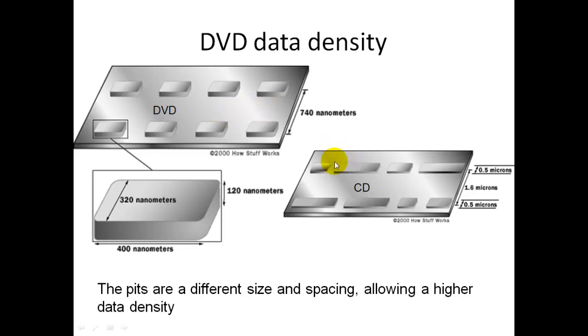We have a difference between CD and DVD. In a DVD, the distance between the tracks is 740 nanometers. In a CD, it's 1.6 micrometers. In other words, 1600 nanometers. In other words, it's twice as big. So the information you can get on a DVD is considerably more than that on a CD, which means that you can have a greater density of information on a DVD. You can pack more information on a DVD than you can on a CD.